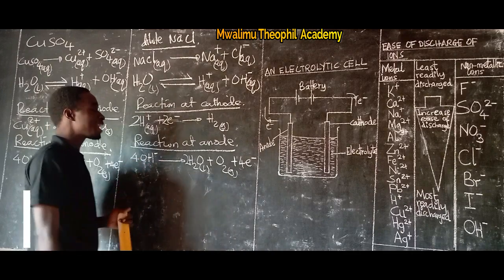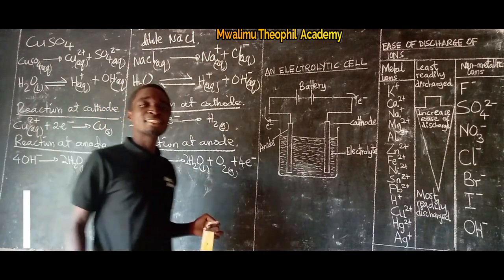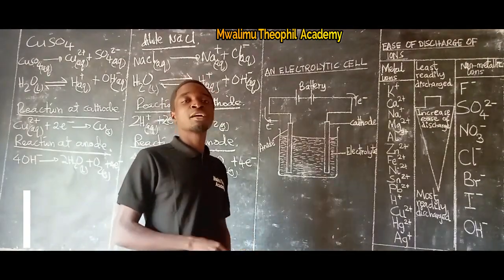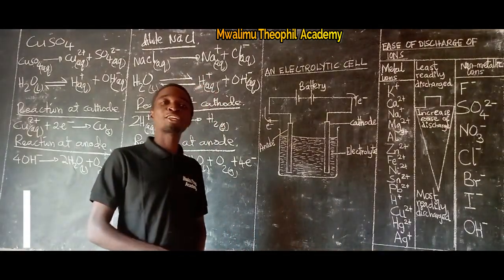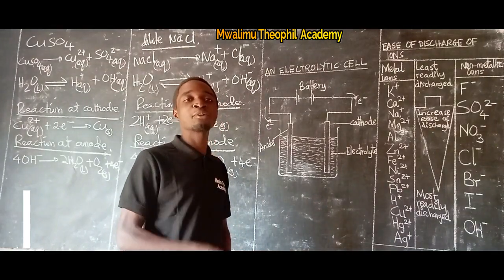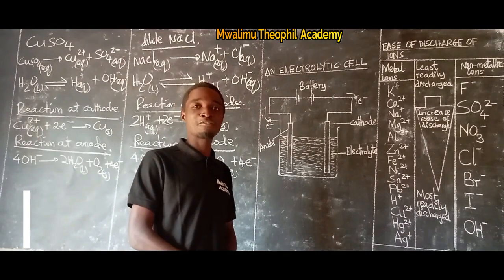As you may see, this is the way we use the factor of the position of the ions in electrochemical series to determine the specific ion to be discharged. I hope you have understood.